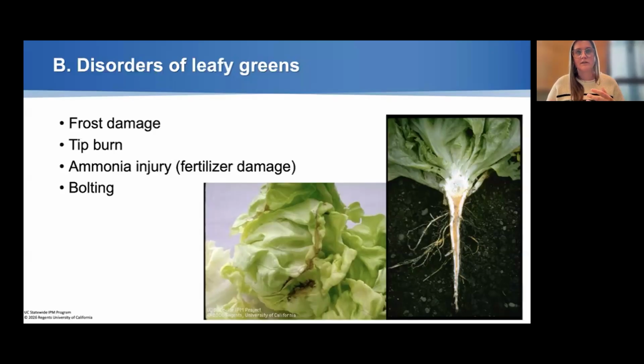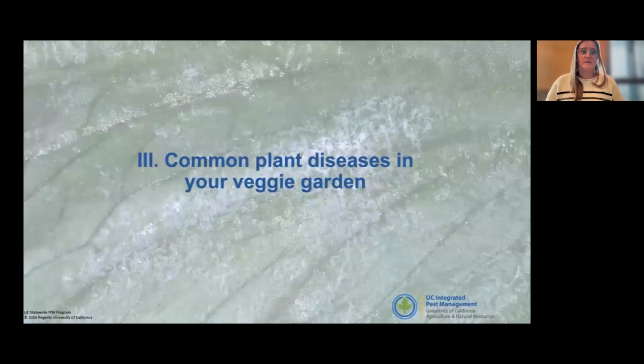Ammonia injury is when you have an excess of fertilizer in a specific ammonia form, which could be a nitrogen form, and that looks like this picture here on the right. The taproot of the leafy green will get damaged on the inside, and it's a little sensitive to ammonia type fertilizers. And then bolting again, which is due to warmer than optimal temperatures, which pushes the plant into a different physiological state.